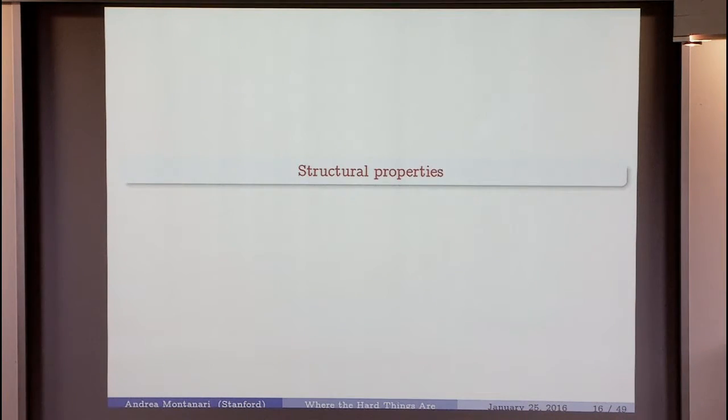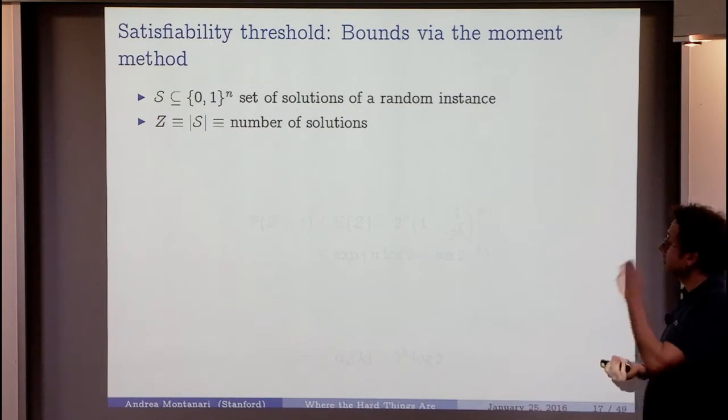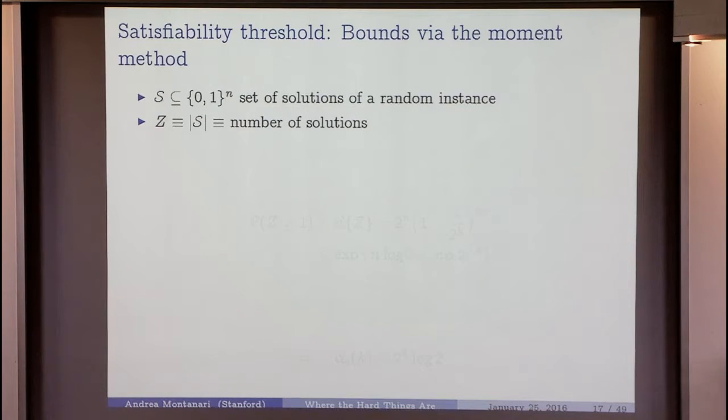Okay, structural properties. What I mean by this is the question. The first question is, does a random formula have solutions? And the following question is, what does this solution look like? The main thing that attracted people in this area is: can we prove this satisfiability conjecture? Can we prove that random formulae actually undergo a phase transition?